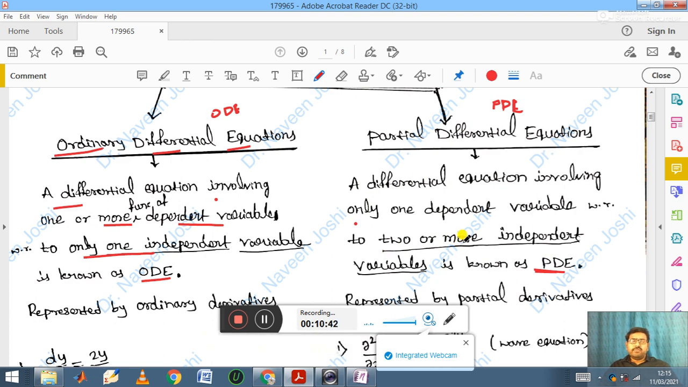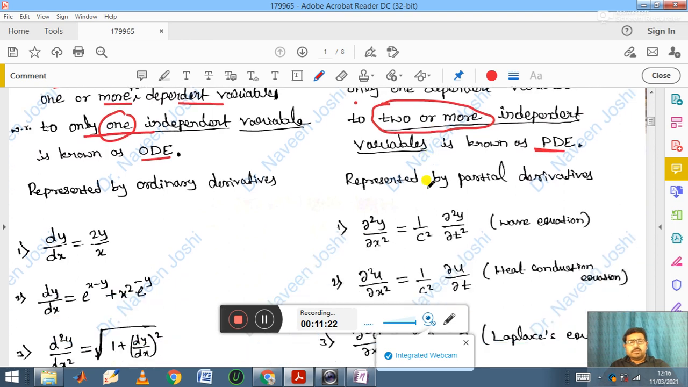Here, to understand the differences, you need to focus on the independent variable. In case of ordinary differential equation, we have only one independent variable, but in case of partial differential equation, we can get two or more independent variables. So if you get only one independent variable, then we classify the differential equation as an ordinary differential equation. If the differential equation consists of more than one independent variable, then it will come under partial differential equations.